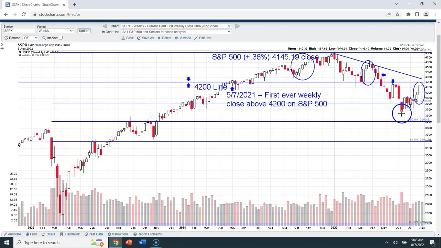Is it possible the 3,636 level from June 17th is the low of the downturn? Yeah, it is completely possible. However, if that becomes the lows of the entire downturn, guys, it means we got really lucky.